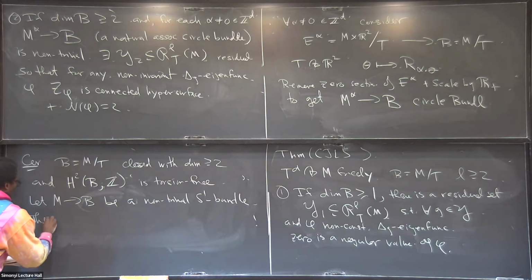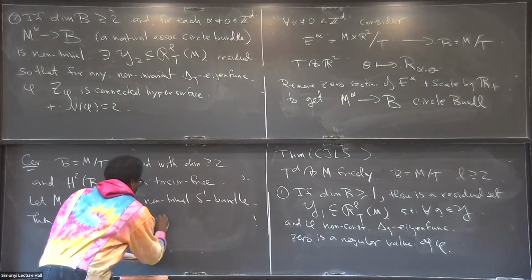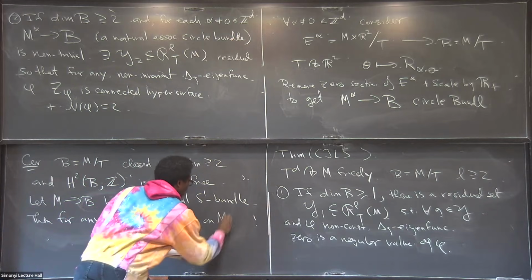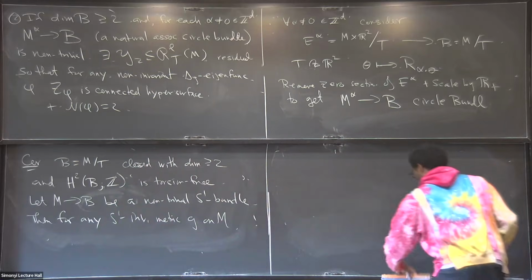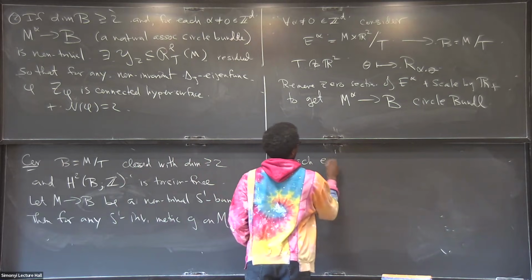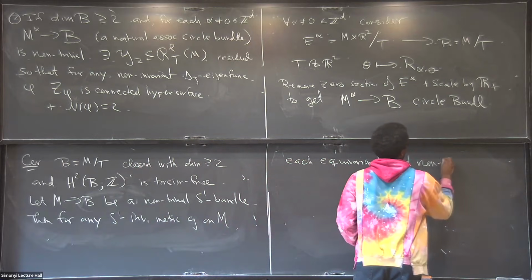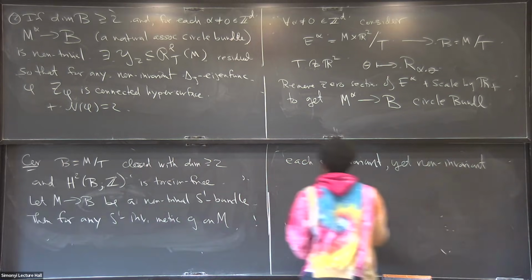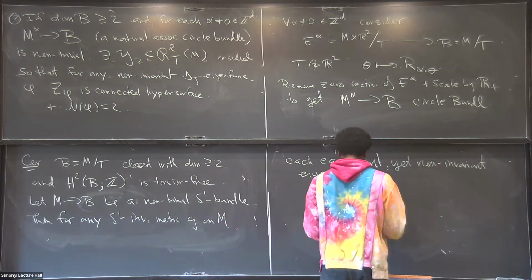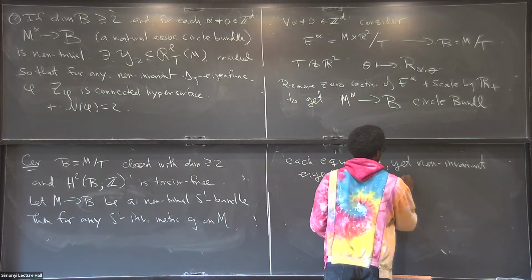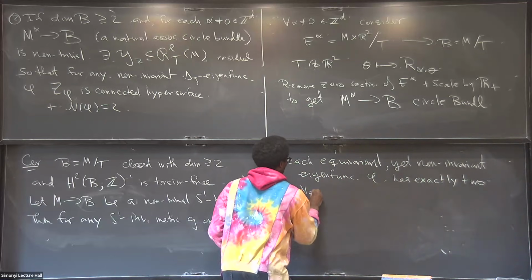Then for any S1 invariant metric on M, each equivariant yet non-invariant eigenfunction phi has exactly two nodal domains.